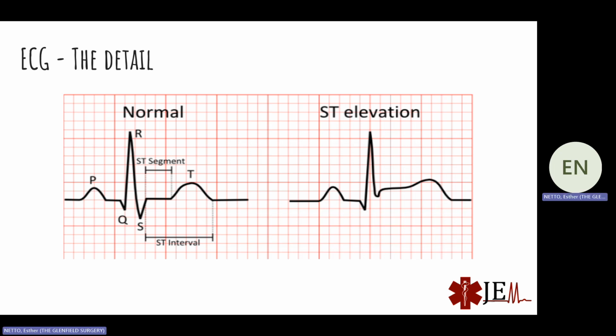On the right-hand side, you can see an example of ST elevation, and the name probably gives it away. But if you look at the ST segment in particular, you can see in comparison to the left and the right, the ST segment is elevated, and that's why we call it ST elevation. And if you see ST elevation on an ECG in a patient who's having heart pain or chest pain, then we can say that this patient is having an ST elevated myocardial infarction, and we can diagnose a STEMI.